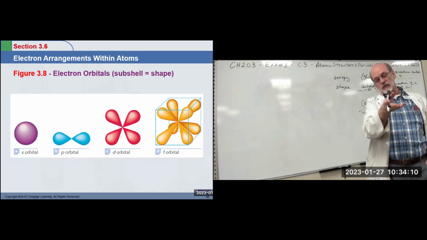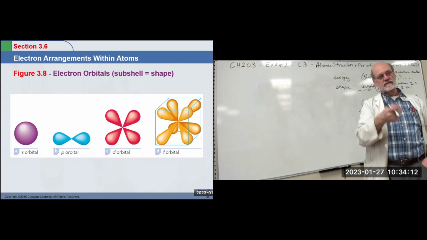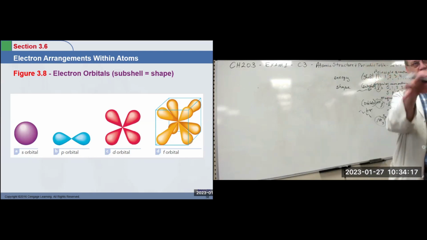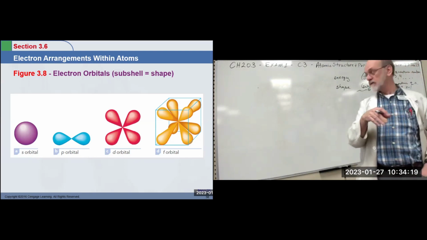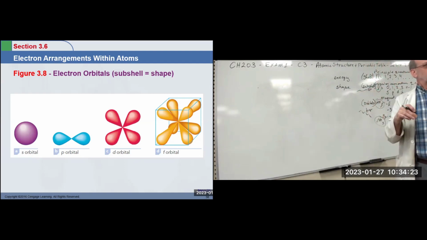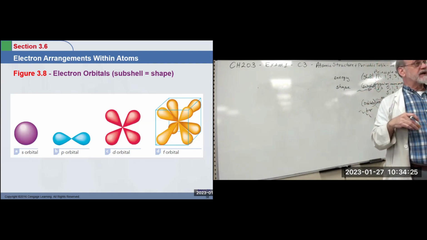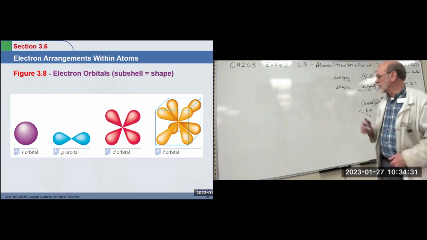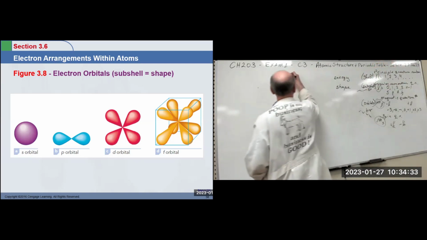Now, do we know that they look like this? Can't see them, right? We've never imaged these orbitals, or these subshells. These are mathematical predictions. Right? This is what we think they look like. And this is what we've been discussing so far.